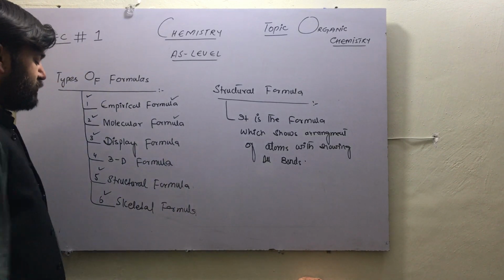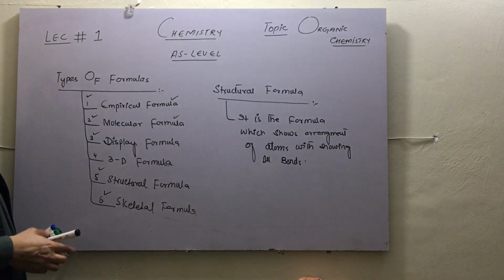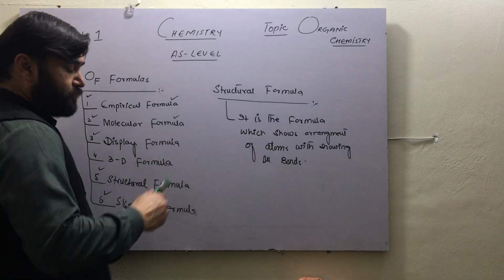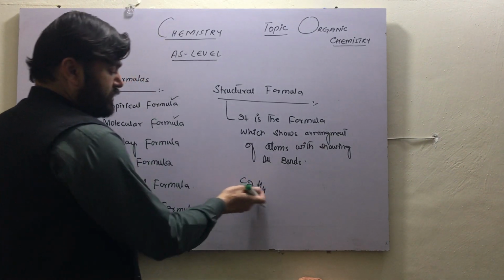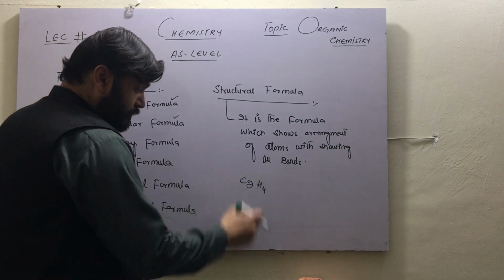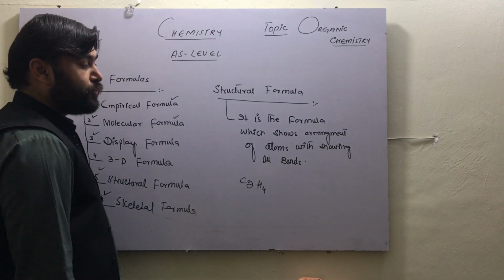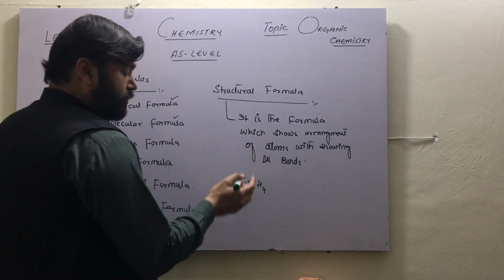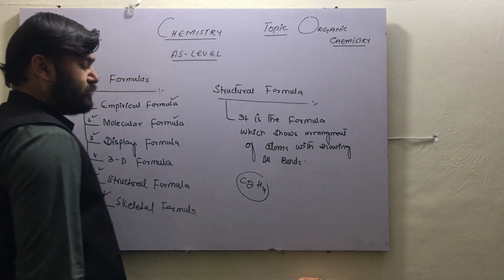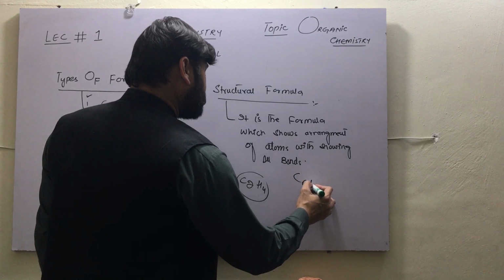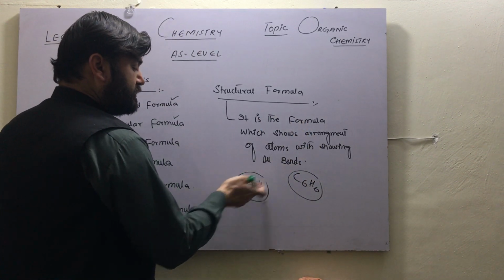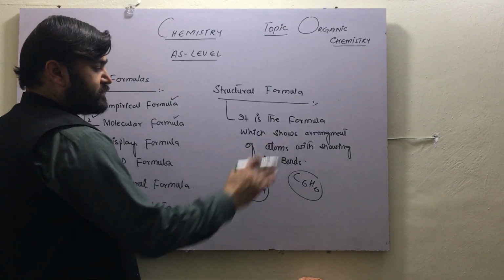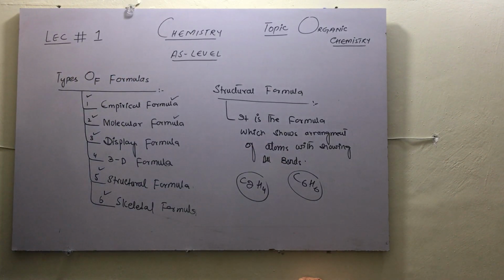The skeletal formula is a different one, but in a structure formula the arrangement of atoms is present, like C2H4. It shows the carbon and hydrogen, but does not show all the bonds. So this is called a structure formula. Like the same C6H6, this is benzene. So this is a structure formula. It does not show the bonds present in the molecule.